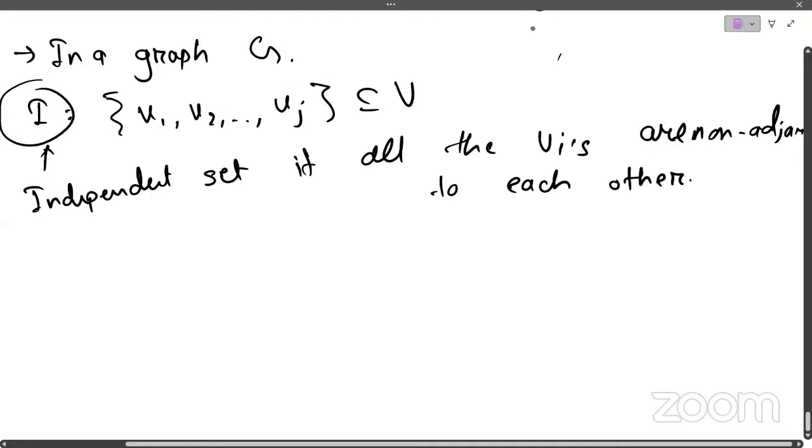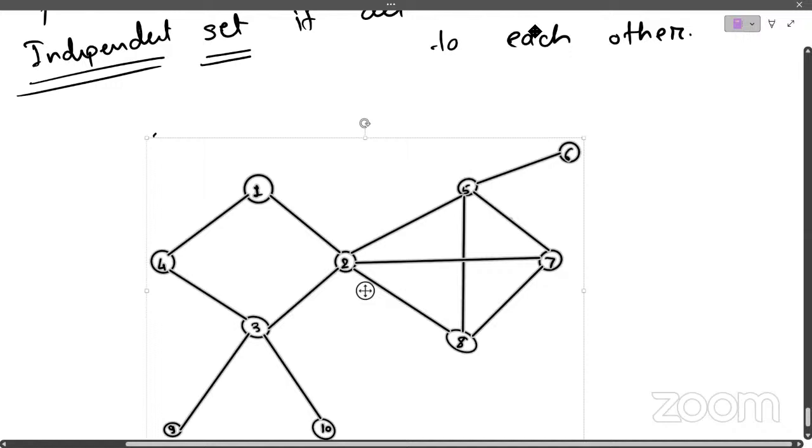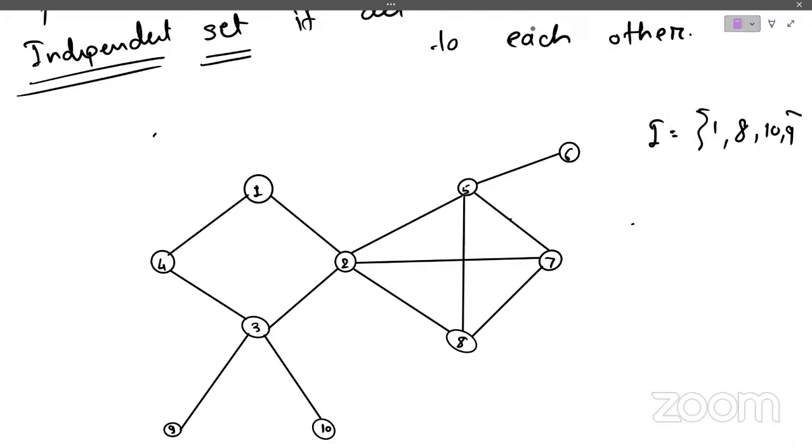So that means a subset of a vertex set in which we cannot find an edge between any two vertices. This is known as the independent set of a vertex set. This independent set is also an important notion, so try to understand what you mean by independent set. Basically, we just collect all those vertices which do not share an edge between them. For example, in our graph, if I say that I is 1, 8, 10, and 9, is this set independent or not?